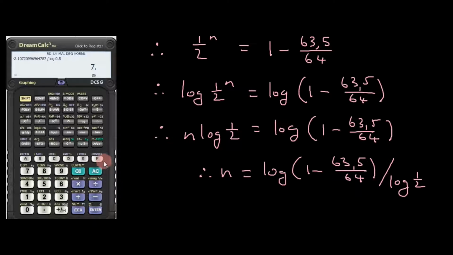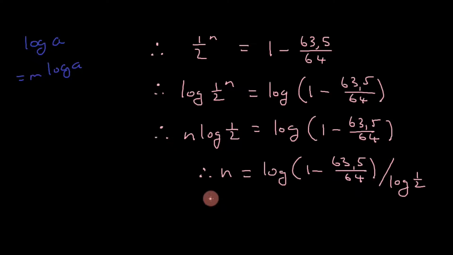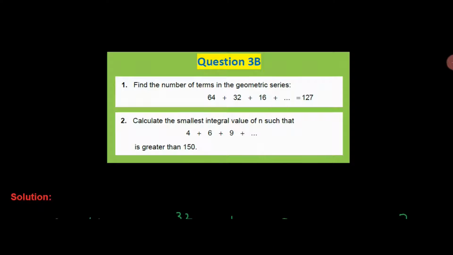And we see that n comes to 7. So n equals 7. So the number of terms in the series which will give 127 is 7 terms. So in the second question here it says, calculate the smallest integral value of n such that this series is greater than 150.